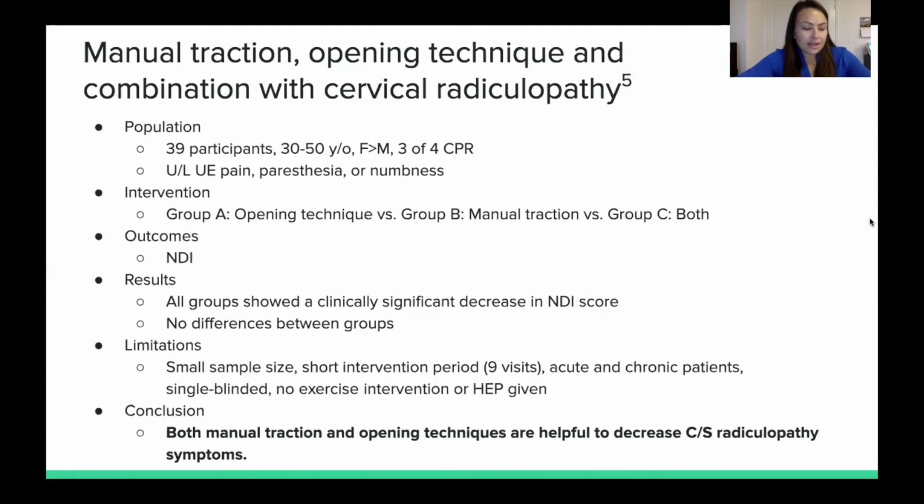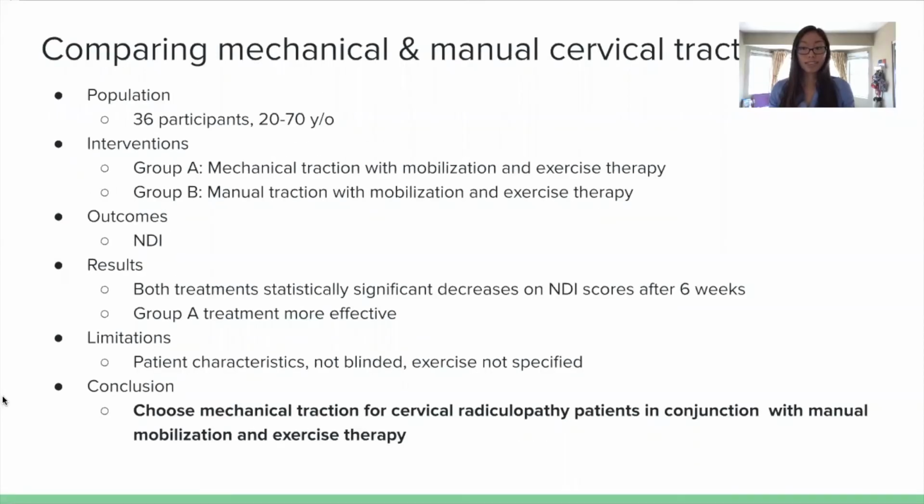So I think that it could be something based on patient preference, and perhaps use the intervention that they are most comfortable with. A study done by Bukhari et al. in 2016 was done to compare manual traction versus mechanical traction. In this study, participants were aged 20 to 70 years old, which fits into the patient we have for our PICOS question. And the two intervention groups that they looked at both had mobilization and exercise therapy.